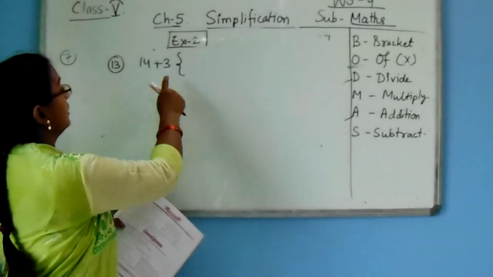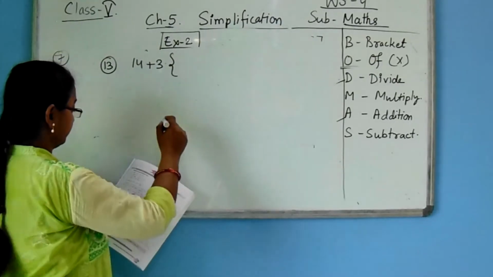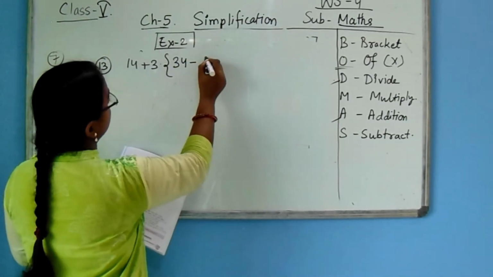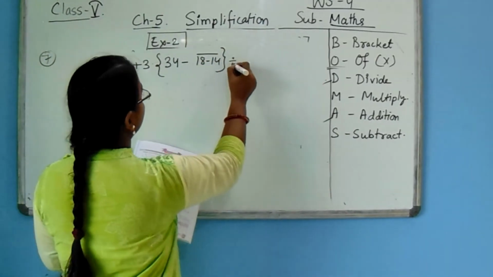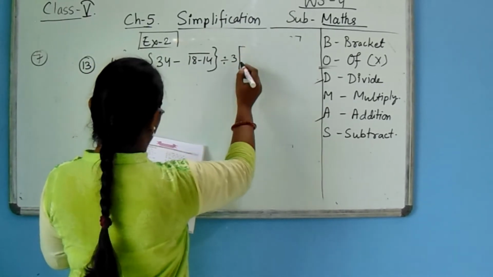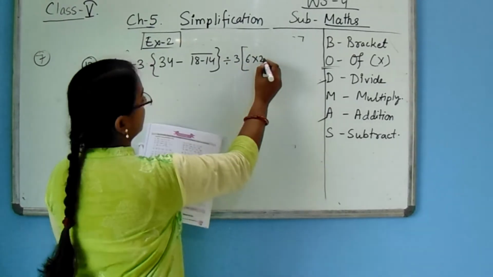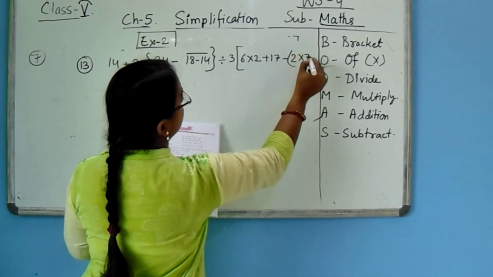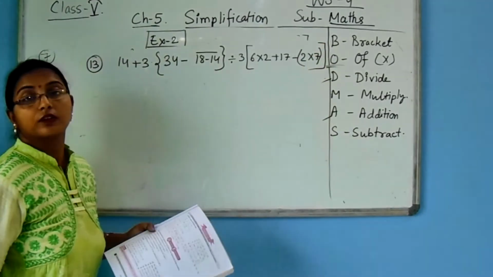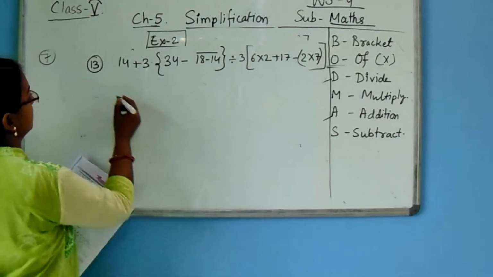As question number 13: 40 plus 3 multiplied. Here no sign is given, so it will be considered as multiplication. 34 minus 18 minus 14 overline, middle bracket closed, divided by 3, big bracket, 6 into 2 plus 17 minus 2 multiplied by 7 in the small bracket, and the big bracket is closed.